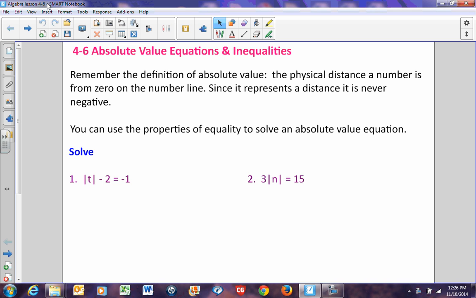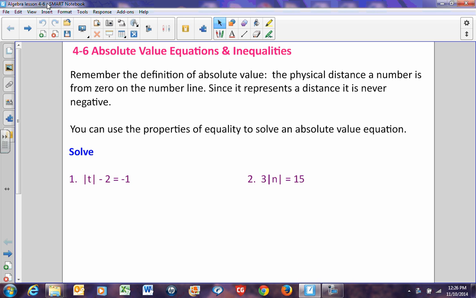This is lesson 4-6, absolute value equations and inequalities. Since this happens to be dealing with absolute value, let's refresh our memory a little bit about what absolute value is. Remember, absolute value is the physical distance a number is from 0 on the number line, which means it can never be negative. You cannot go a negative distance.